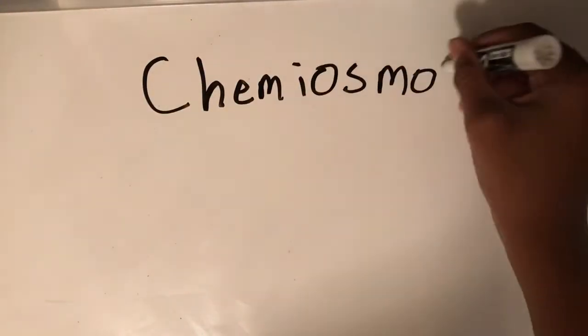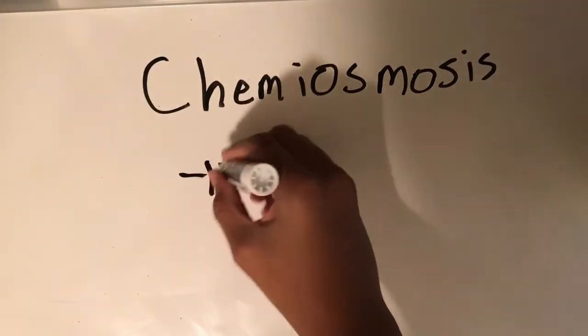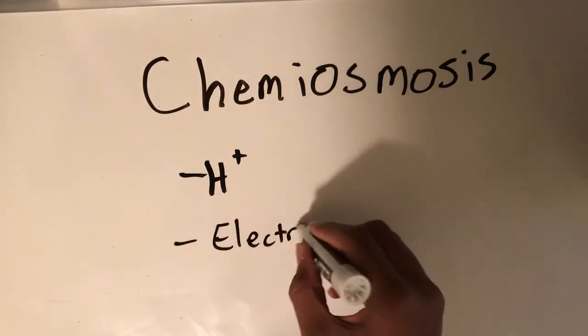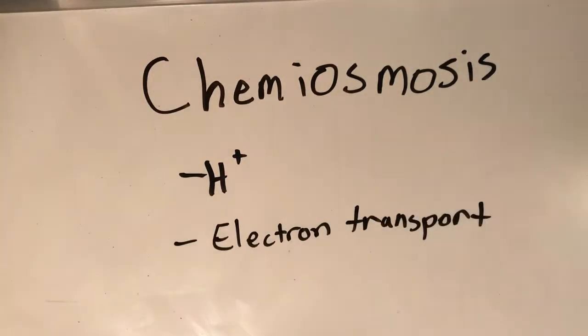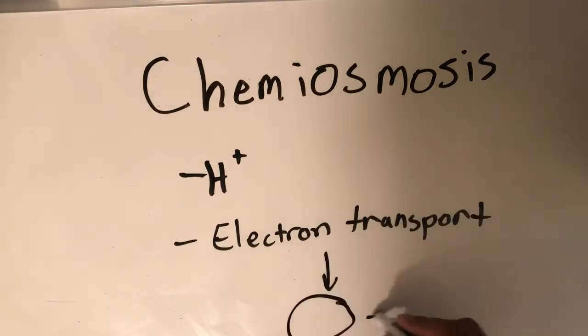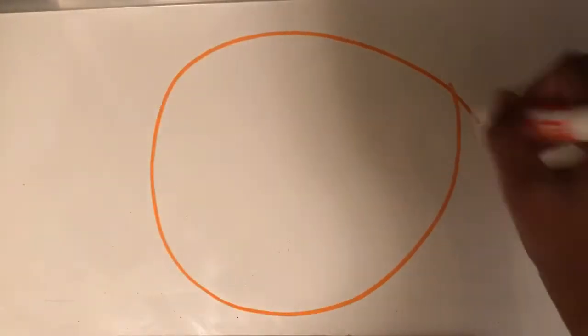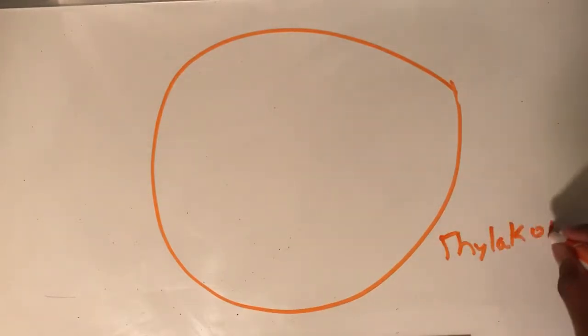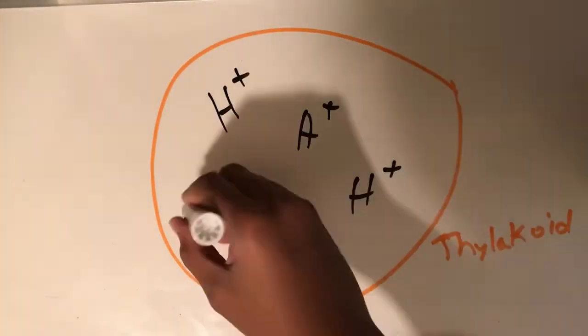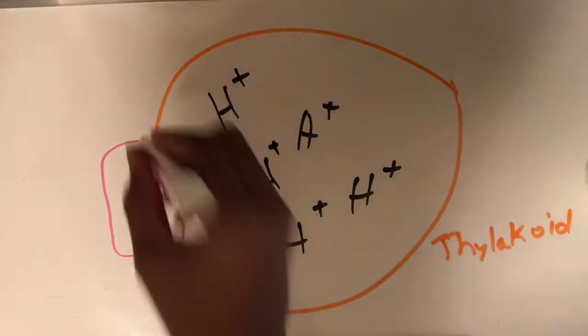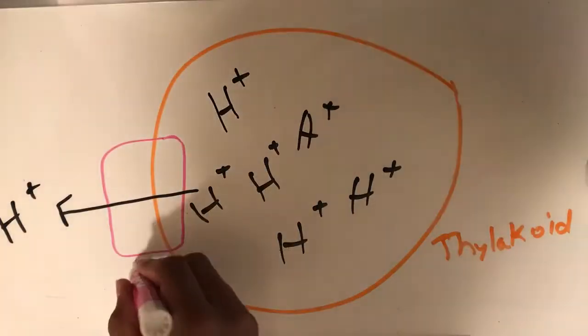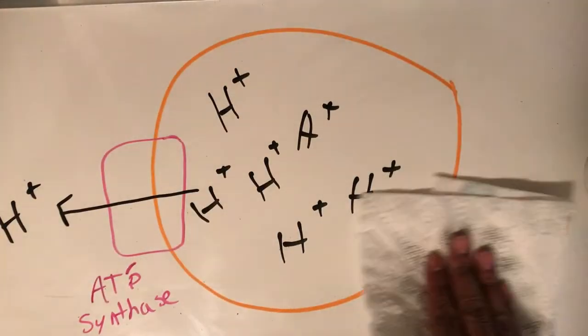Chemiosmosis also happens in the thylakoid. This is the creation of positive hydrogen ions. Electron transport allows for energy to be made so that the hydrogen ions can be moved to the inner thylakoid. When these ions build up in the thylakoid, ATP synthase allows for the hydrogen ions to move out of the cell. This is because particles naturally move from a high concentration to a low concentration.